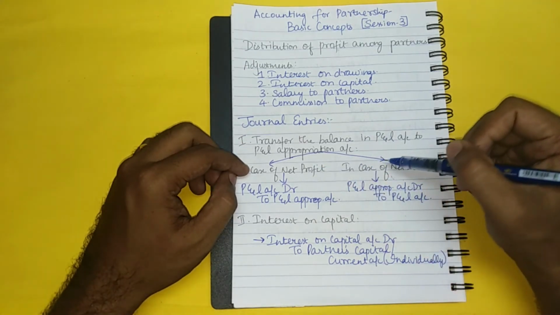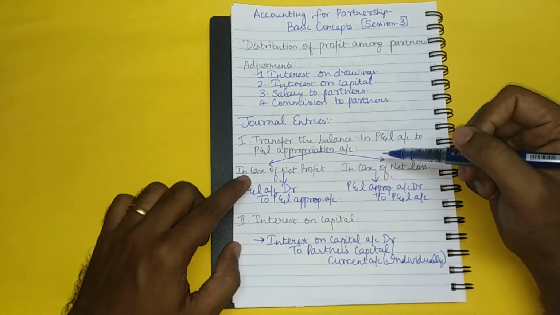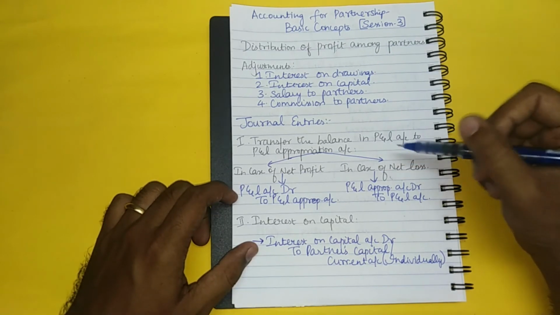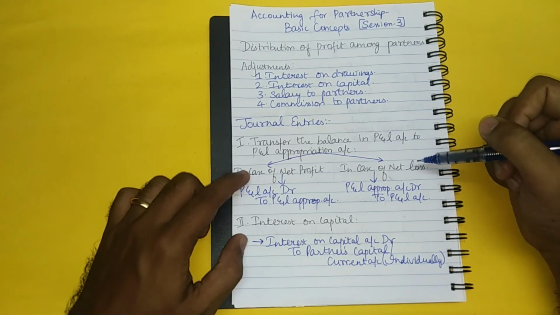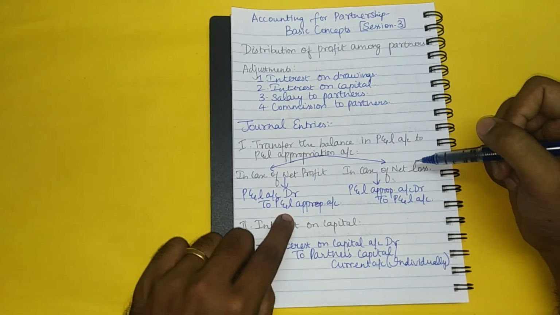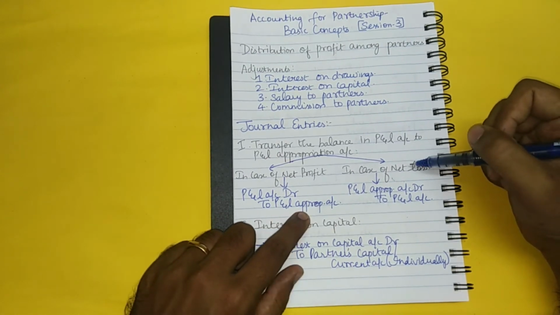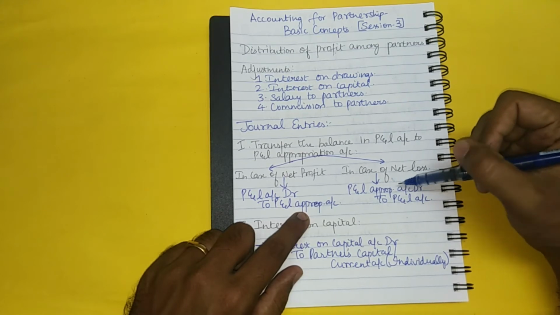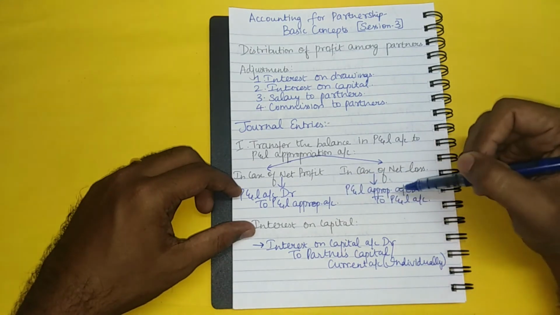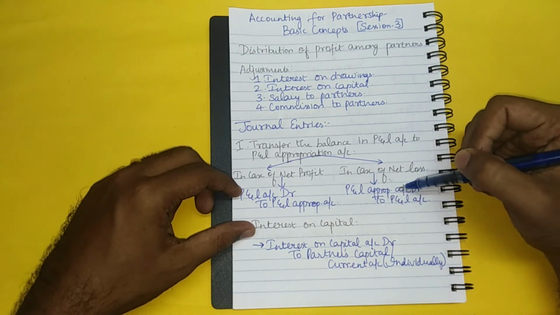There are two possibilities available. 1. The Profit and Loss account shows a credit balance, that is, the business has earned net profit. 2. The Profit and Loss account shows a debit balance, that is, the business has incurred a net loss. In case of net profit, the entry is Profit and Loss account debit to Profit and Loss Appropriation account. In case of net loss, the entry is Profit and Loss Appropriation account debit to Profit and Loss account. By passing any one of these entries, we will be transferring the balance in the Profit and Loss account to the Profit and Loss Appropriation account.